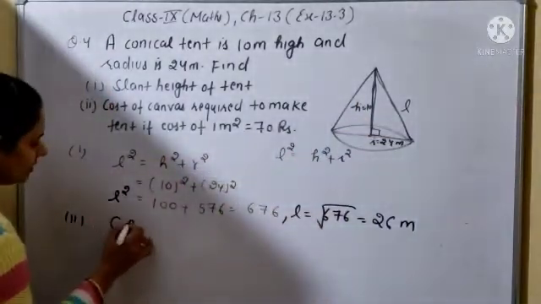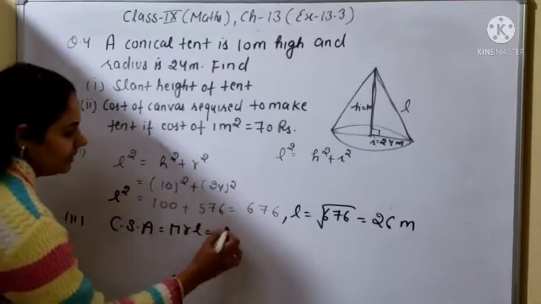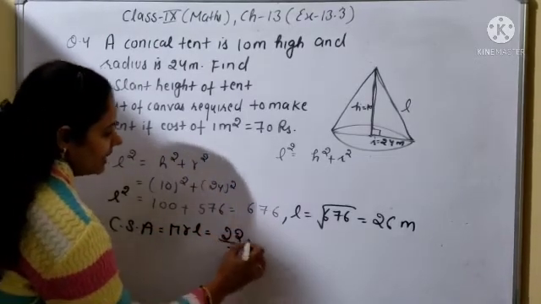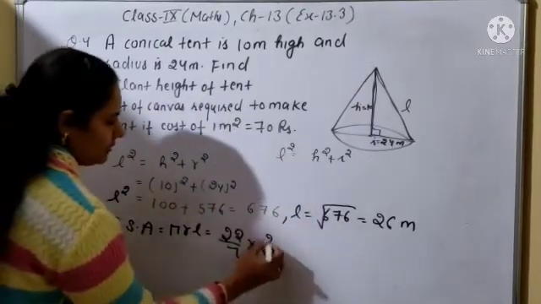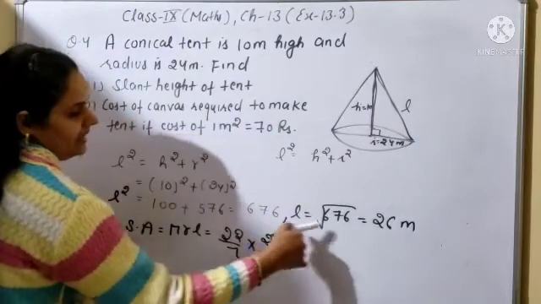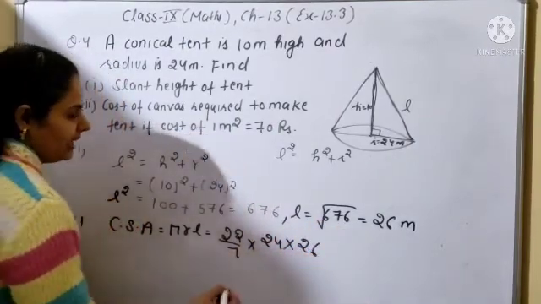So first find the curved surface area. So it will be pi r l. Put all the values: 22/7 into r. So r is given in the question. This is 24 into l. l is the slant height. We have found this is 26. Now multiply it.